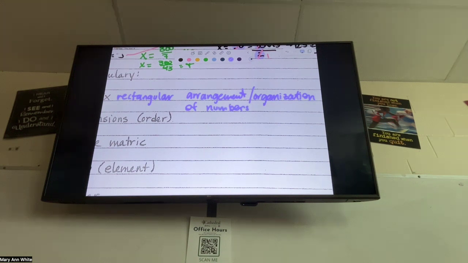So a matrix is just like how we write it. An equation is a way that we organize numbers, but we use variables and operation signs. Matrices don't have any of those. It's just numbers in a rectangle pattern.